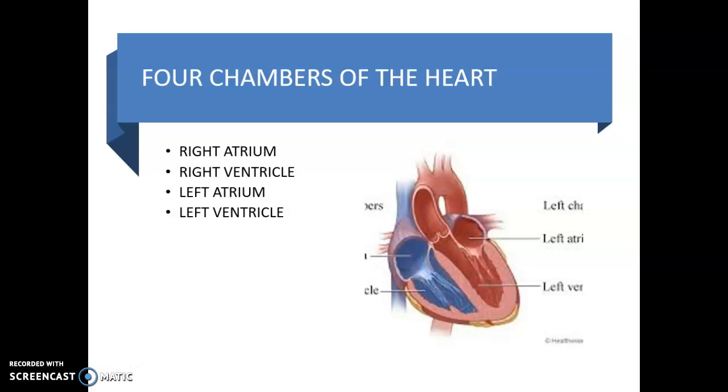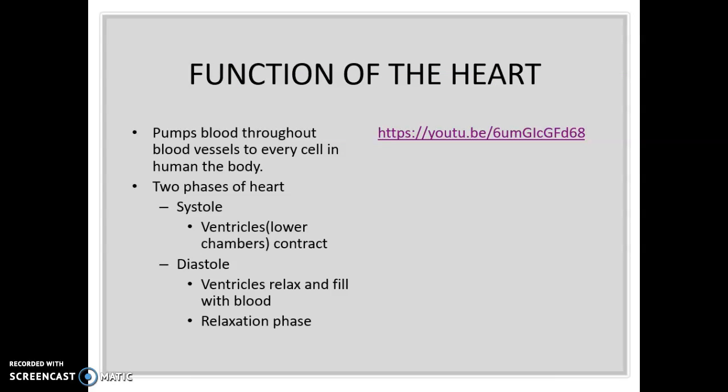There are 4 chambers of the heart. We have atria and we have ventricles. Atria is the plural form. Atrium is the singular. So you have a right atrium and a left atrium, and you have a right ventricle and a left ventricle. Atria on the top, ventricles on the bottom. Function of the heart, it pumps blood throughout the blood vessels to every cell in the human body.